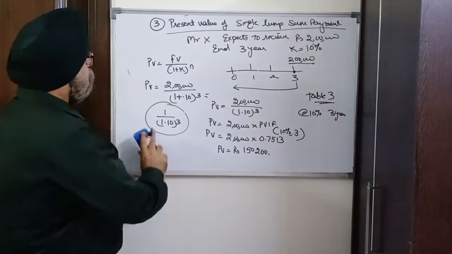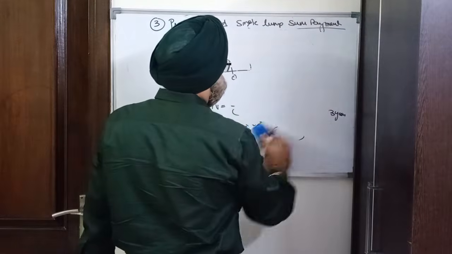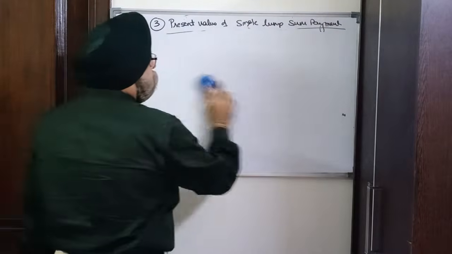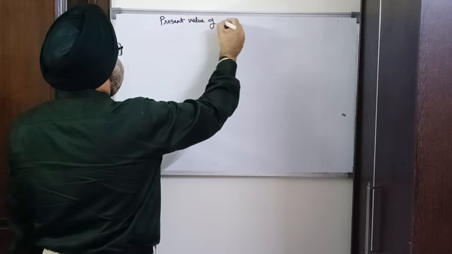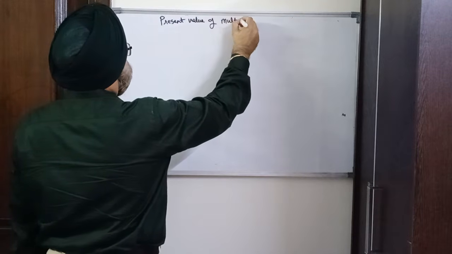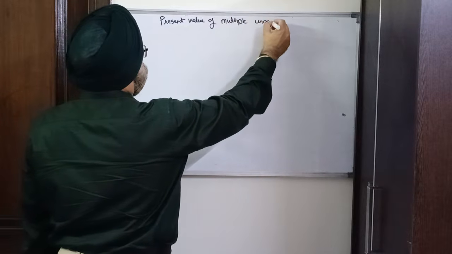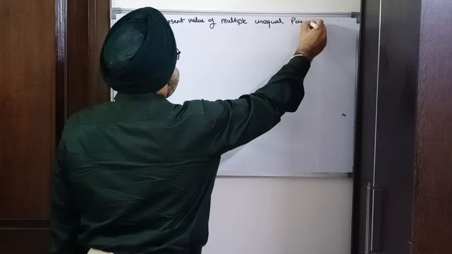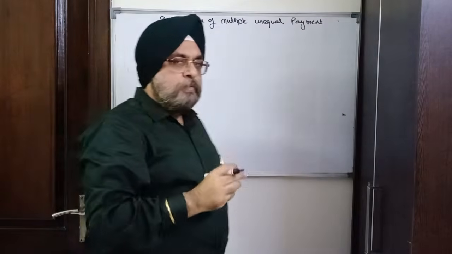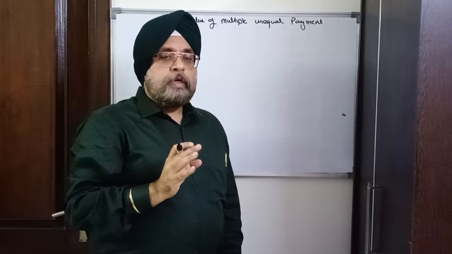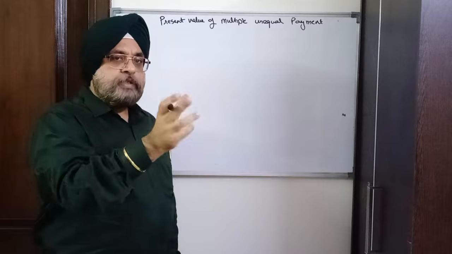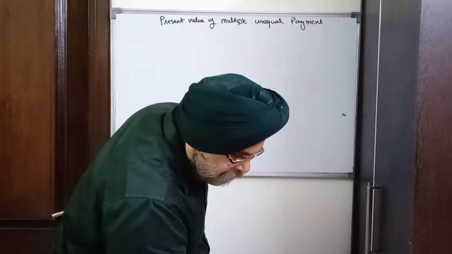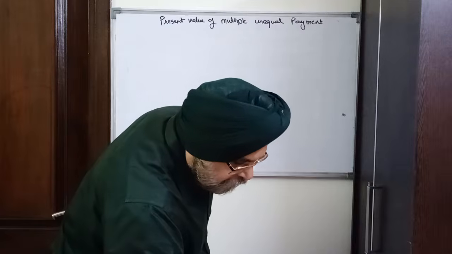In the same way, we will calculate present value of multiple unequal payments. When I'm using the word multiple unequal, it means all the cash flows or the payments are not similar. If they are same, it is a concept of annuity. So please write down a question.